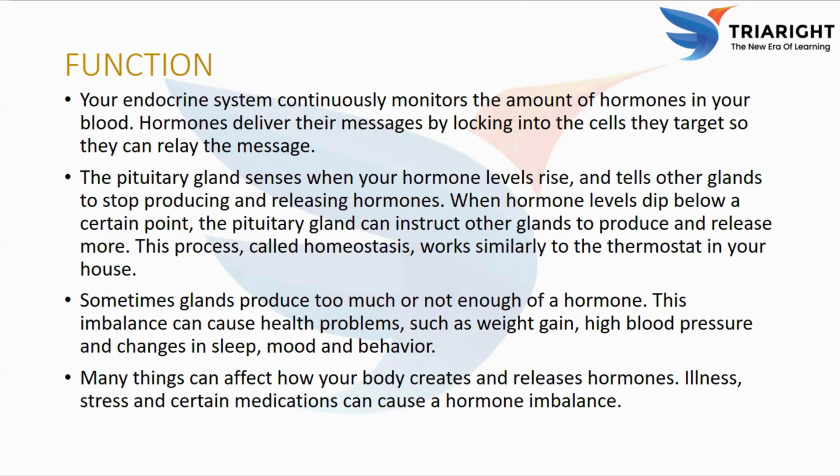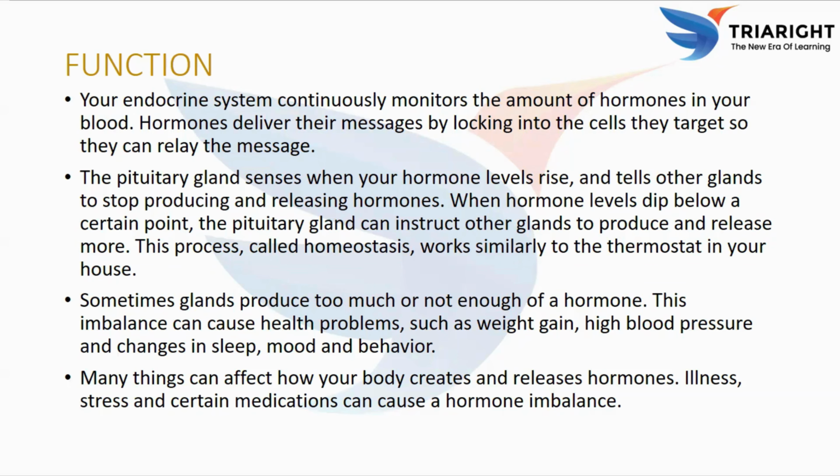The next function is the role of the pituitary gland in the endocrine system. The pituitary gland acts as a control center or thermostat for hormones. When hormone levels increase, the pituitary gland signals other glands to slow down production. When hormone levels drop, it sends signals to produce and release more hormones. The process of keeping hormone levels stable is called homeostasis, and the pituitary gland is responsible for it. It's similar to how a thermostat keeps your room temperature steady.